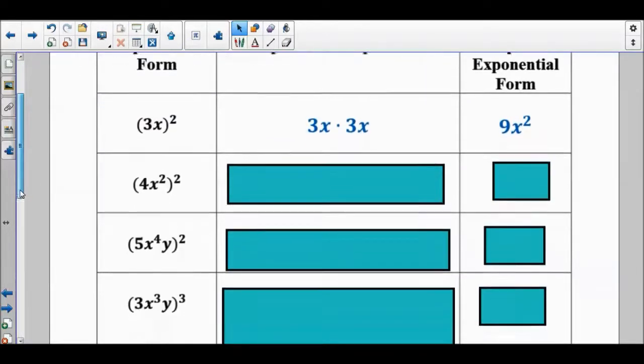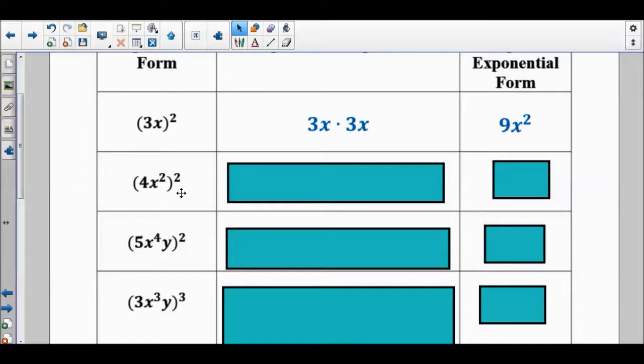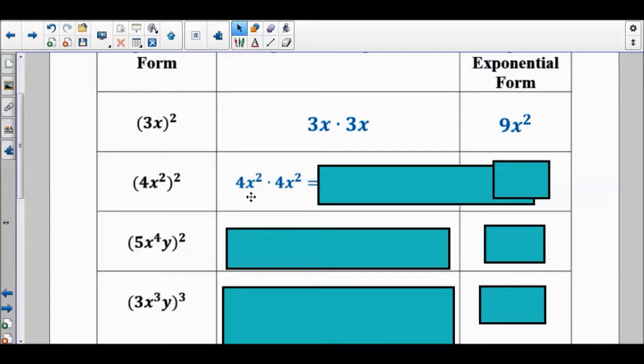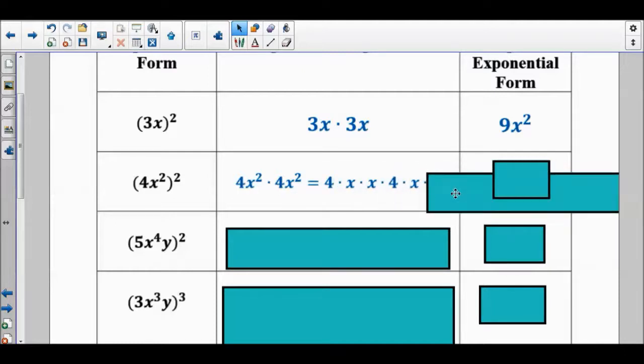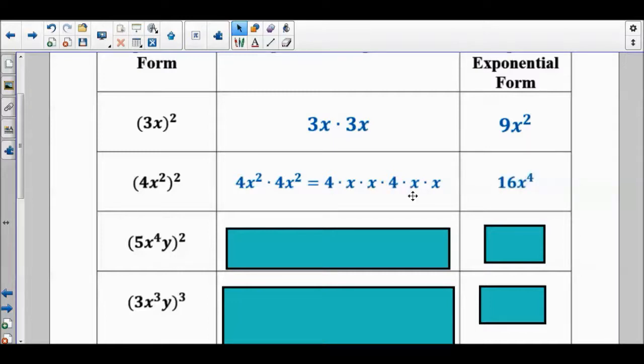The next one, we have 4x squared to the second power. So we're going to multiply 4x squared times itself, right? So we would have 4x squared times 4x squared. Again, we're going to multiply everything out. So we can write it also like this. We can have 4 times x, which is this first term here, and then times 4 times x, which is our second term. Then all together, if we combine these, 4 times 4 would give us a 16. And then all of our x's, we've got 4 x's. So 1, 2, 3, 4, x to the 4th.